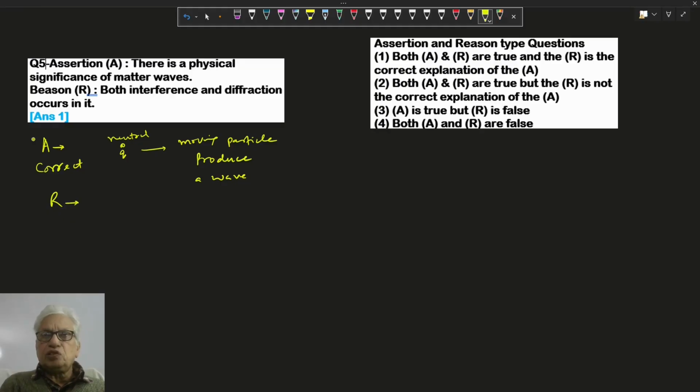Now reason: both interference and diffraction occur in it. Wave nature, interference and diffraction are the wave nature. So it is explaining the assertion. It means option 1 is correct.